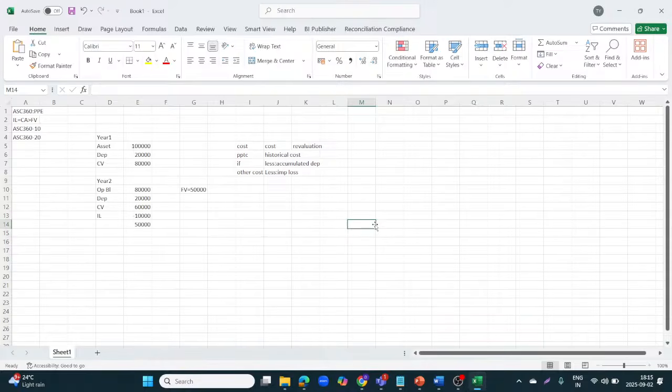Now, as you were hearing again and again from me the word impairment. So impairment requires a company to test property, plant and equipment for impairment whenever events or changes in circumstances indicate that their carrying amount may not be recoverable. If the carrying amount exceeds the recoverable amount, which is the higher of the asset's fair value less cost to sell or value in use, then impairment loss must be recognized in the income statement.